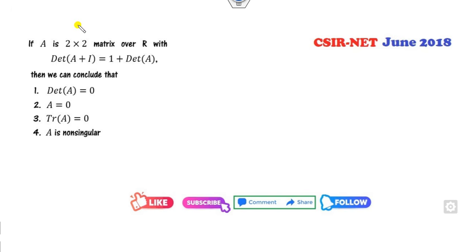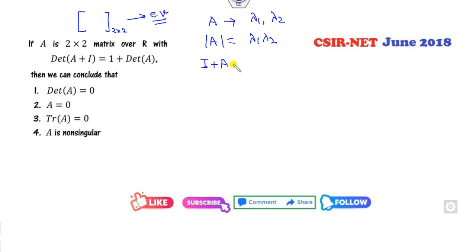Okay, it's a 2 cross 2 matrix. Fine. Once it is a matrix, you can start with the eigenvalues. So it is a 2 cross 2. What is the eigenvalue of the A? Lambda 1, lambda 2. What is the determinant of A? Product of the eigenvalues is my determinant. What is the eigenvalue of I plus A? 1 plus lambda 1, 1 plus lambda 2.